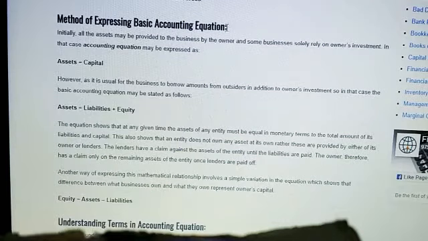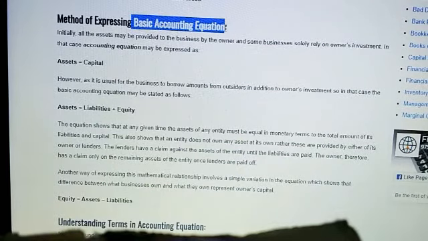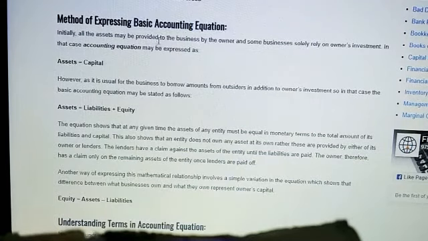Today we'll start a very important topic. This is known as the basic accounting equation. This is a topic of class 11th. First we understand: an equation simply means there are two things which should be balanced equally. That is known as an accounting equation.